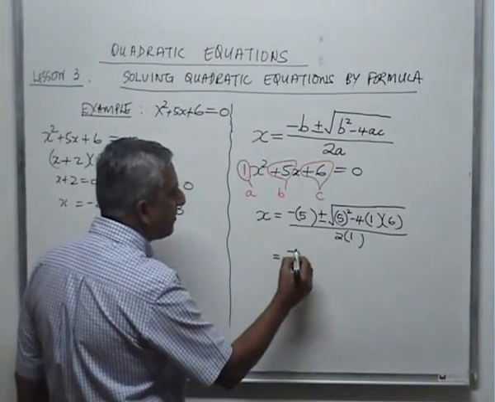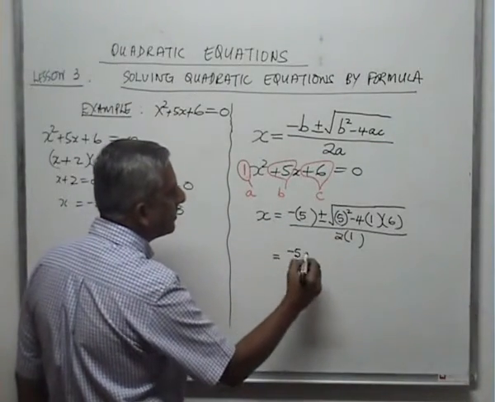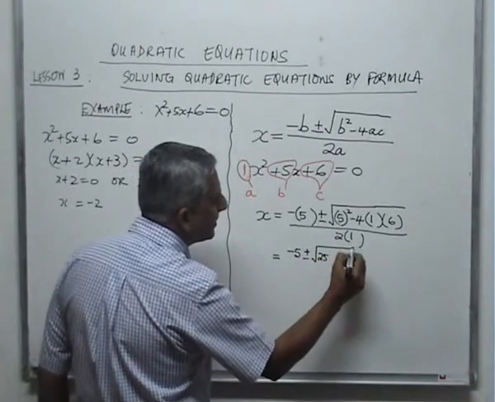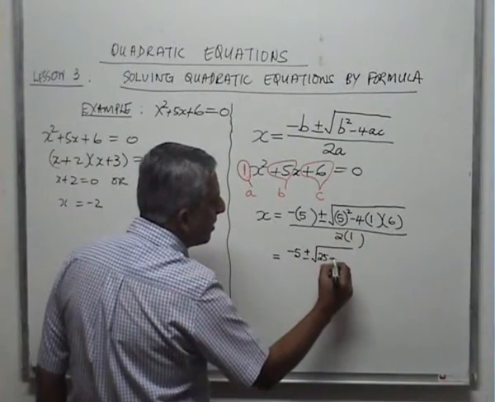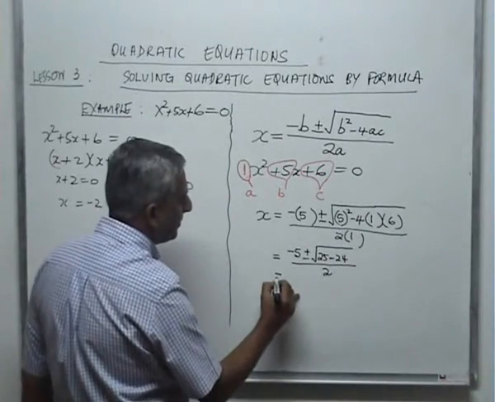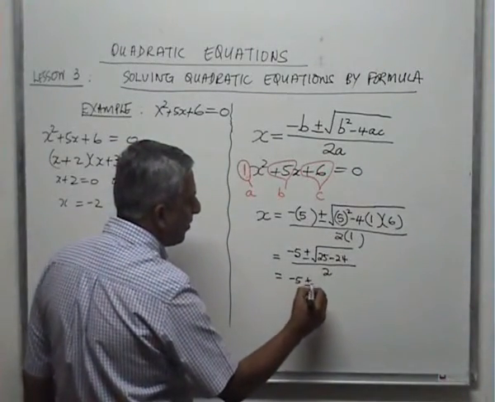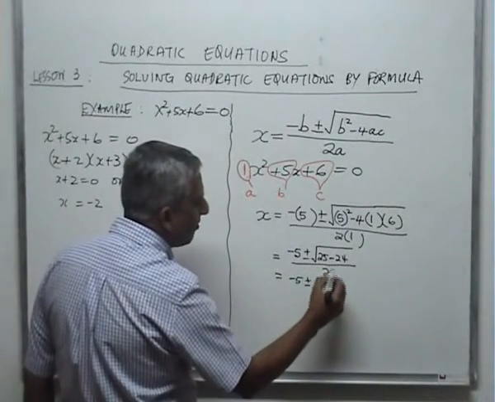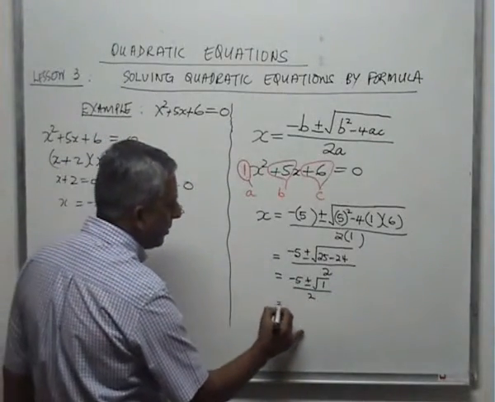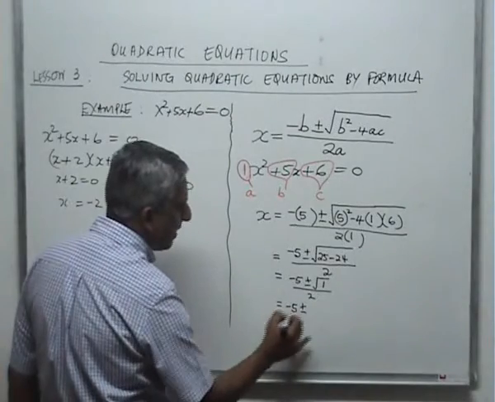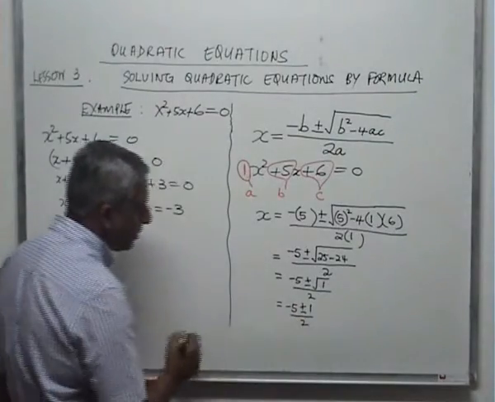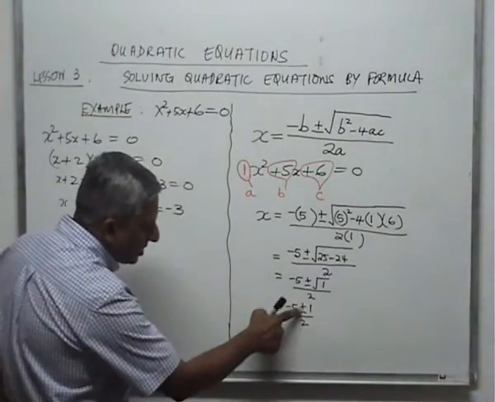So you got minus 5 plus minus b squared is 25. 4 times 1 times 6 minus 24 all over 2 times 1, 2. That gives you minus 5 plus minus the square root of 25 minus 24 is 1 all over 2, which gives you minus 5 plus minus 1 all over 2. Square root of 1 is 1. So now you see there's a plus minus sign there.